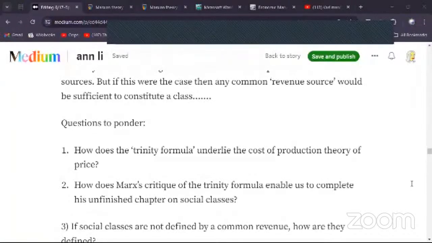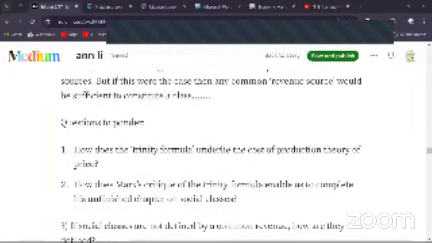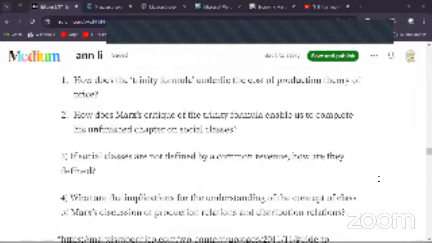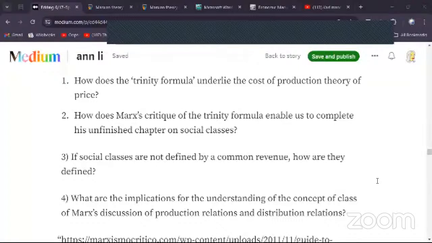Number 2, how does Marx's critique of the Trinity formula enable us to complete his unfinished chapter on social classes? This is where the socially necessary labor form and the idea of social capital are related, and it is still a current problem, because in the Chinese case, you have social credit, which would have an effect on these matters as well. If social classes are not defined by a common revenue, how are they defined? And this common revenue issue obviously is related to trade as well, among other things. What are the implications? And number 4, what are the implications of the understanding of the concept of class of Marx's discussion of production relations and distribution relations.